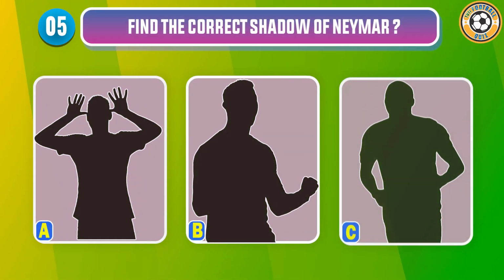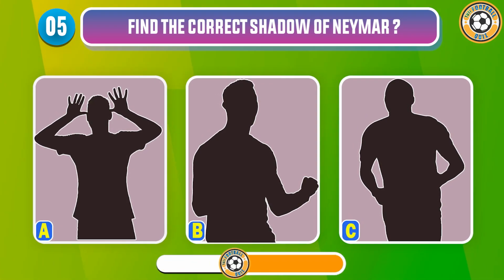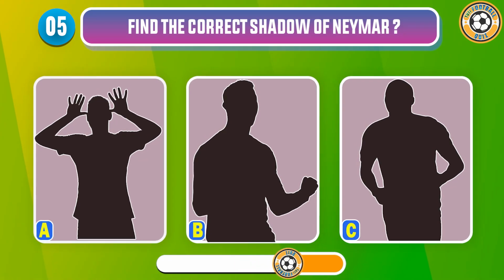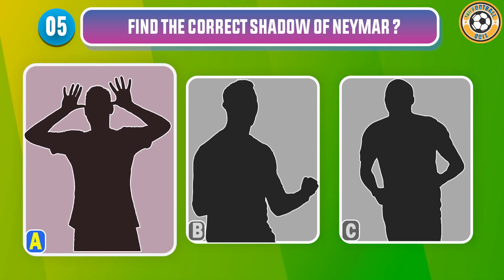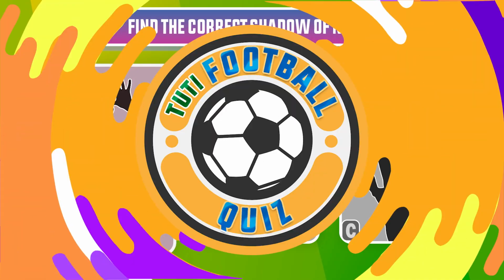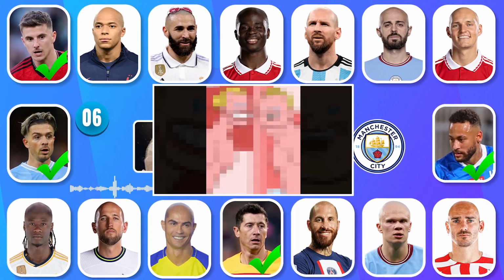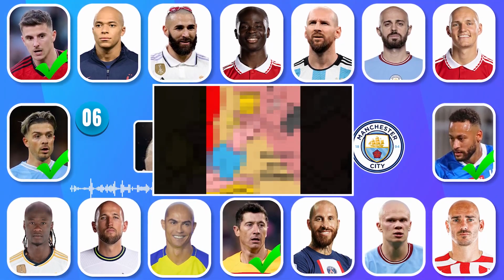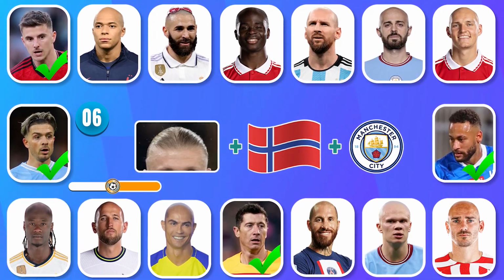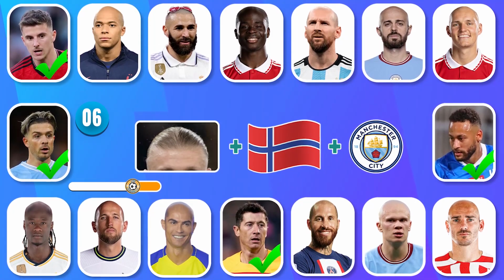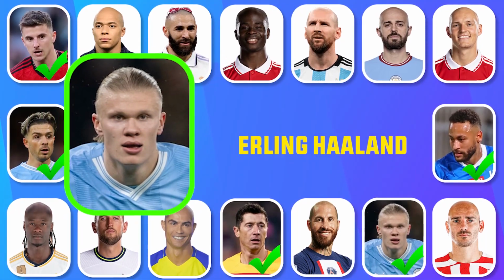Next question. Can you find the correct shadow of Neymar? And the answer is... Question 6. Did you recognize someone? Can you find the correct shadow of Neymar?